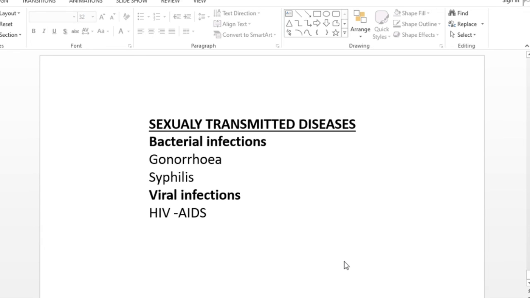One more important point is that during the sexual act, many diseases can be transmitted from one body to another. They are called sexually transmitted diseases, or in short, STDs. They are bacterial infections like gonorrhea or syphilis and viral infections like HIV/AIDS. To prevent this, different barrier methods can be used like condoms or cervical caps, which we have discussed earlier.